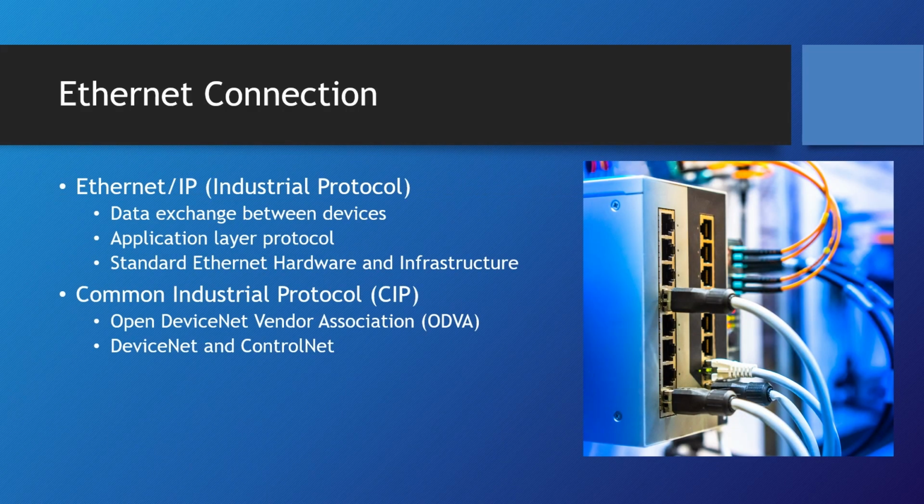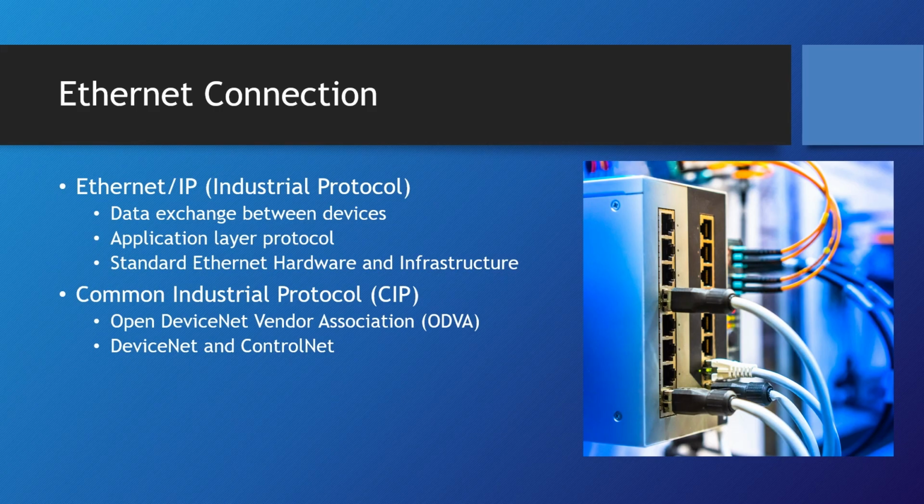Ethernet connection. Allen Bradley ControlLogix equipment utilizes Ethernet IP, Industrial Protocol, a communication protocol used in industrial automation applications to enable data exchange between devices and controllers on an Ethernet network. It is an application layer protocol that uses standard Ethernet hardware and infrastructure, making it easy to integrate with existing Ethernet networks commonly used in office and industrial environments.